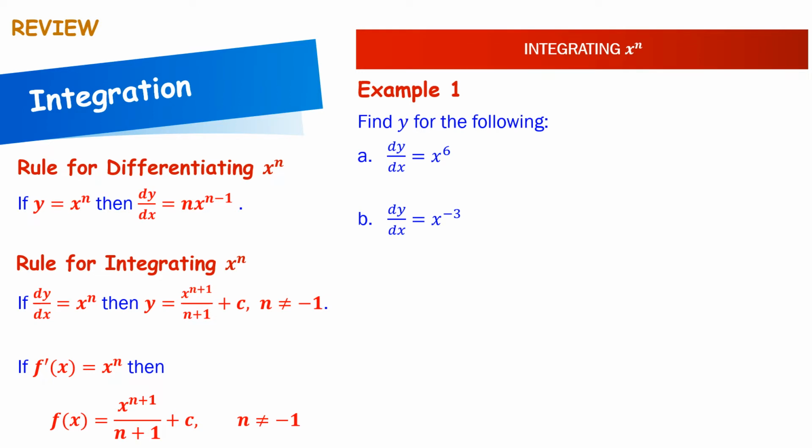Let's now take a look at some examples. Find y for the following. Part A, dy dx equals x to the power 6, and part B, dy dx equals x to the power minus 3. Pause the video and have a go. Press play when you're ready to view the solutions.